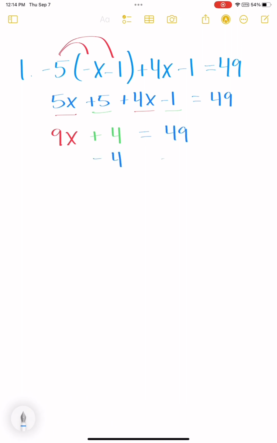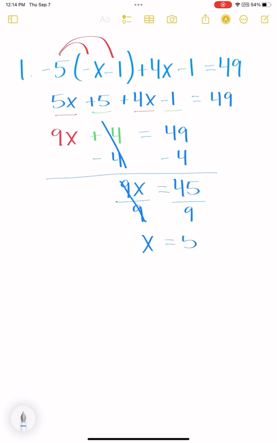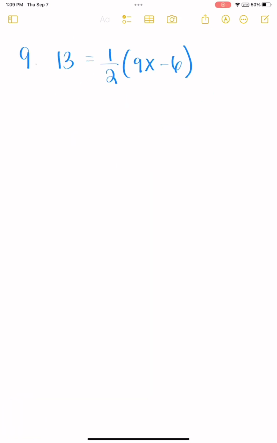We want x by itself, so we're going to subtract 4 from both sides. And then those 4's are going to cancel out. And 49 minus 4 is 45. Bring that 9x down. We still don't have x by itself, so we're going to divide both sides by 9. Cancel out. And 45 divided by 9 is 5.